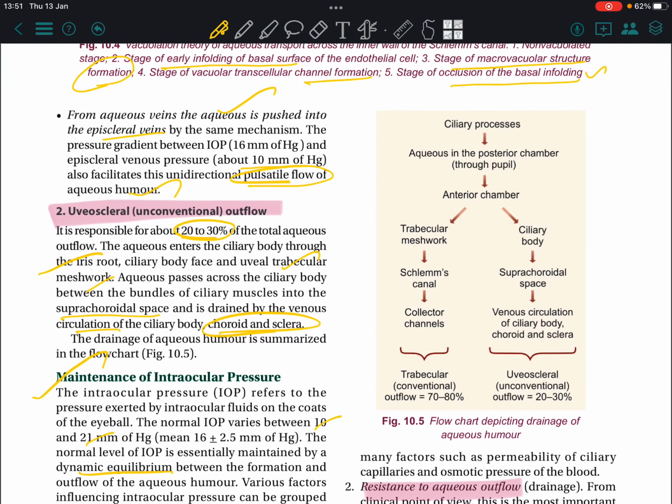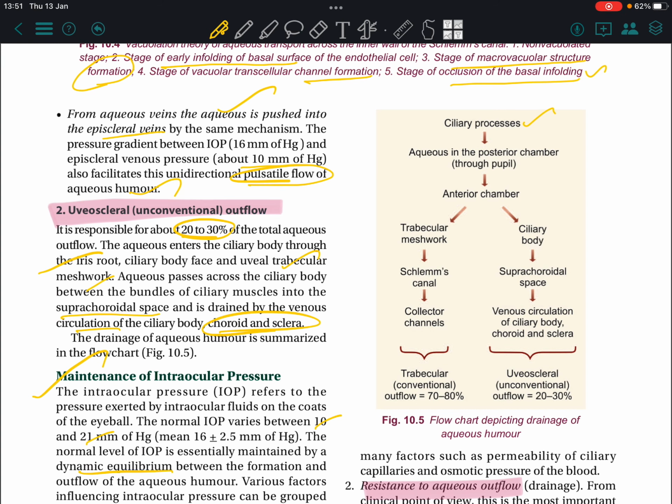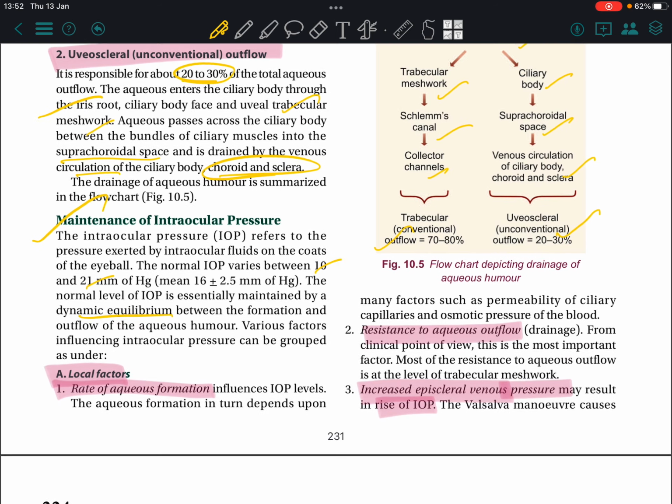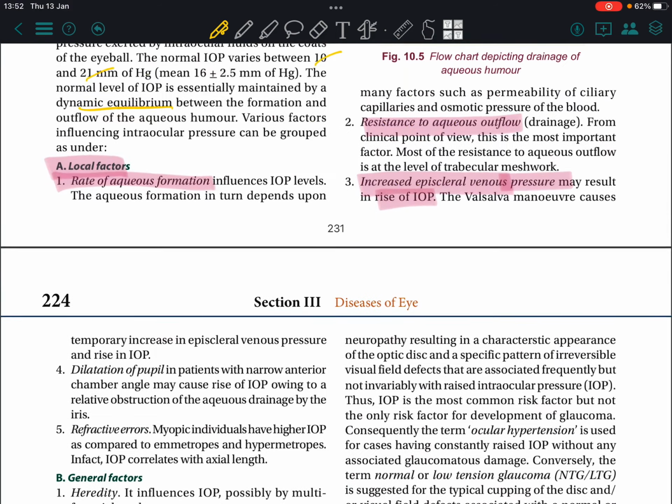Flow chart depicting drainage of aqueous humor. Ciliary process, aqueous in posterior chamber, through pupil to anterior chamber, trabecular meshwork, Schlemm's canal, collector channel, the trabecular conventional flow. Then ciliary body, suprachoroidal space, venous circulation of ciliary body, choroid and sclera, uveoscleral unconventional 20 to 30% flow.